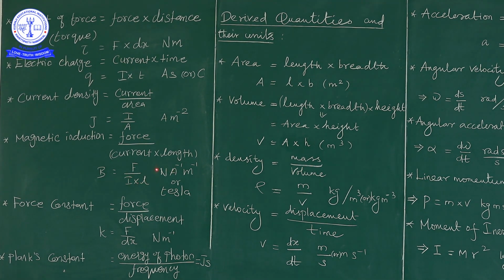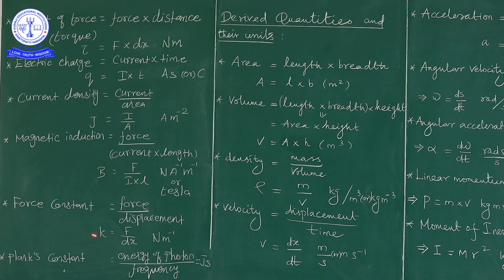The unit for force is Newton, and the unit for current is ampere but it is in the denominator. So ampere becomes ampere inverse, and meter becomes meter inverse. Newton ampere inverse meter inverse is the unit for magnetic induction. So the question comes: what is another unit for magnetic induction? Simply we can call it Tesla. So Tesla is the unit for magnetic induction.